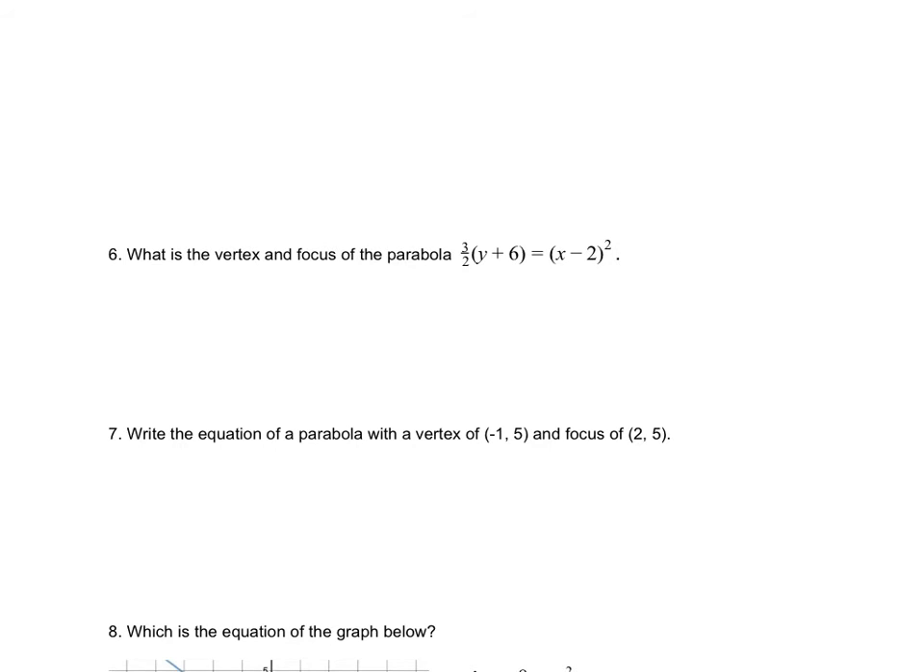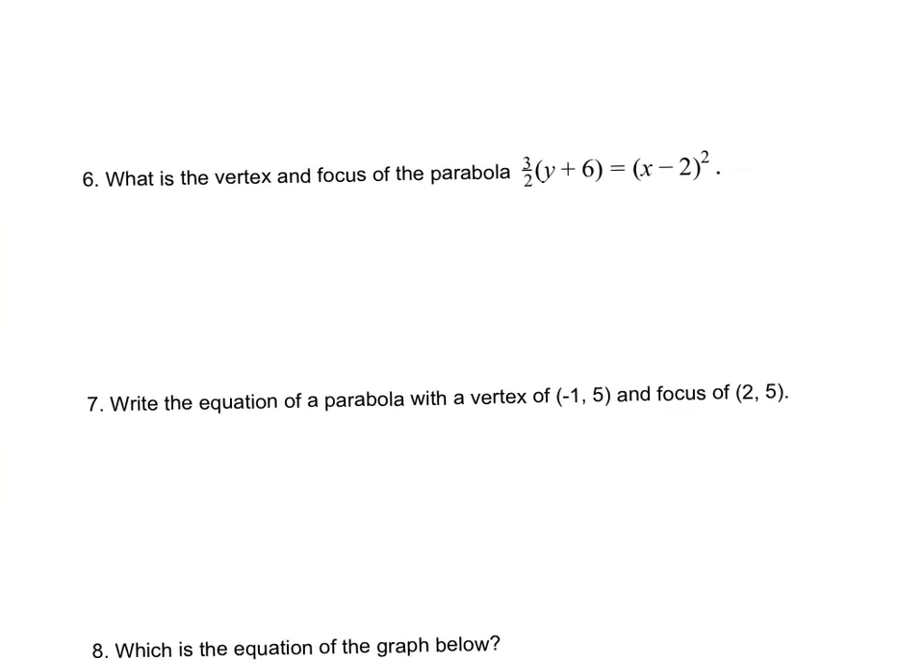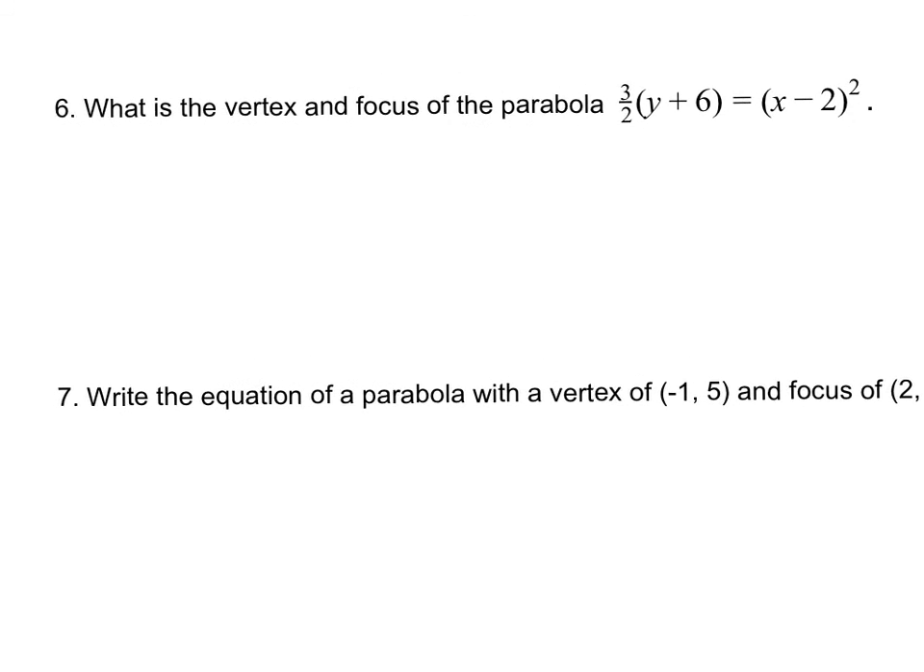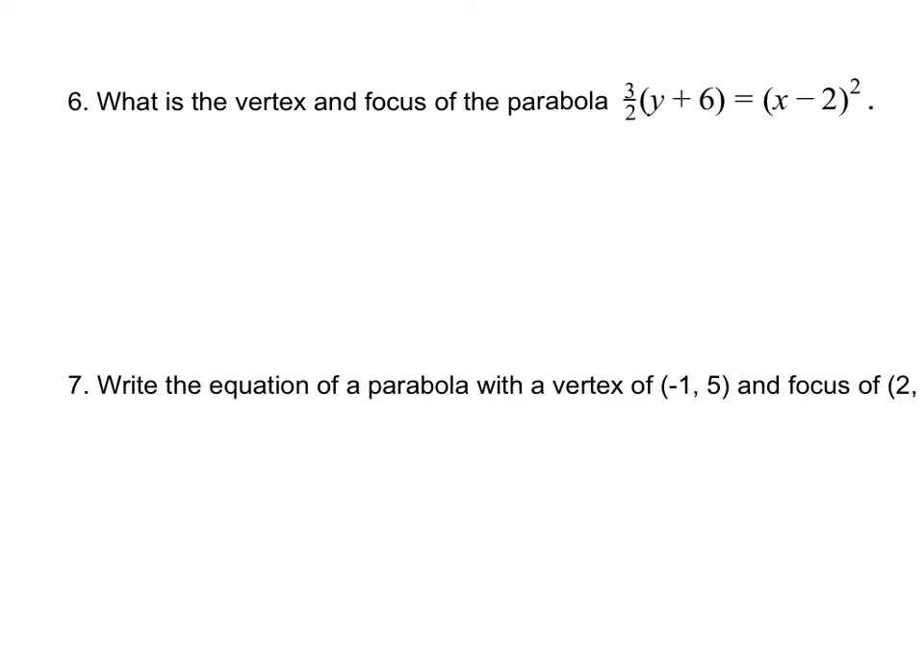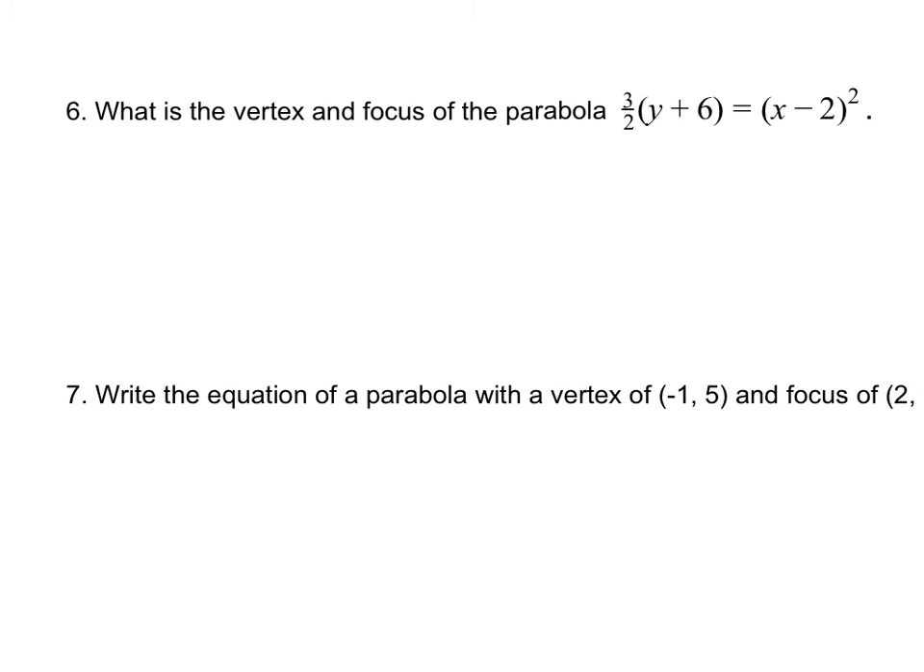Okay, so let's look at some problems with some parabolas. So this says, what is the vertex and focus of the parabola y plus 6 equals x minus 2 squared? Okay. Now this one has the square on the x, so that means it's going to either open up or down, and our number over here, 3/2, means it's going to open up because it's positive.